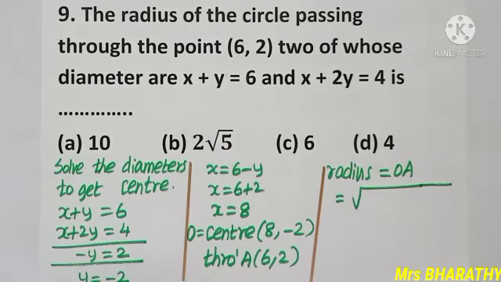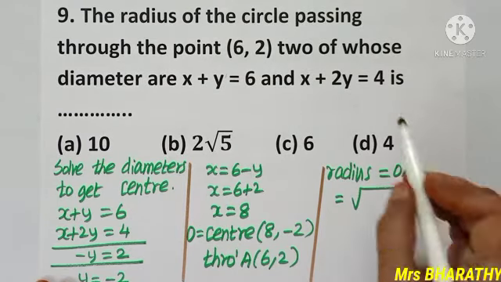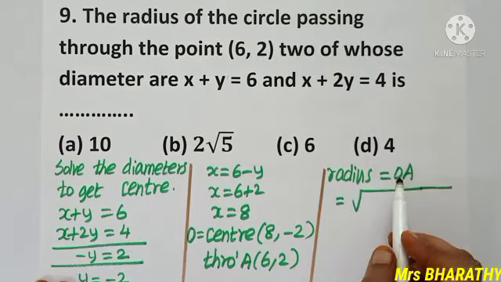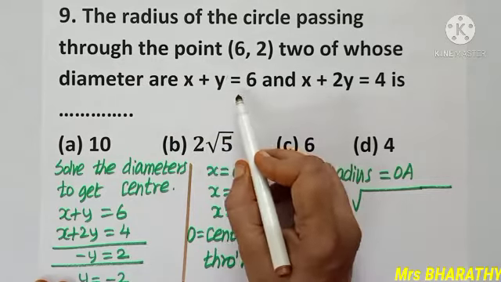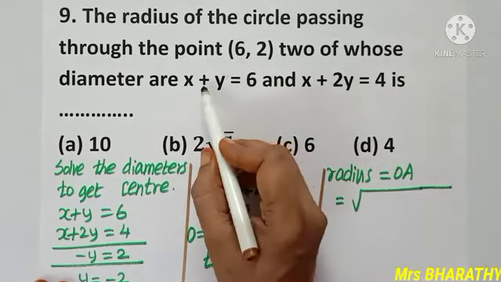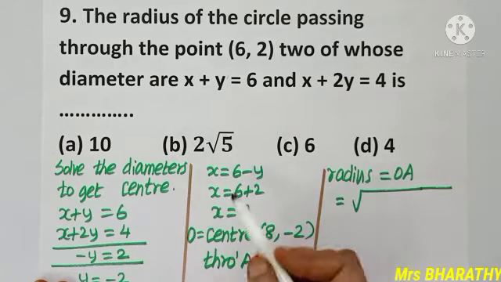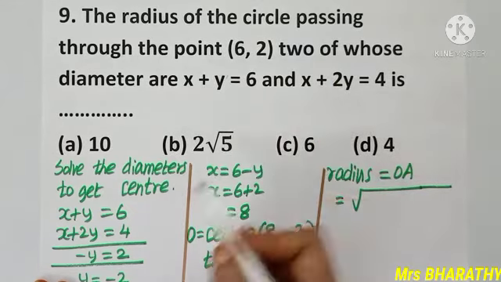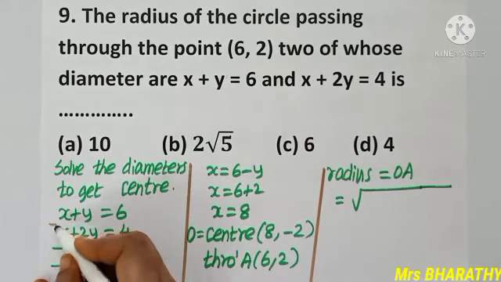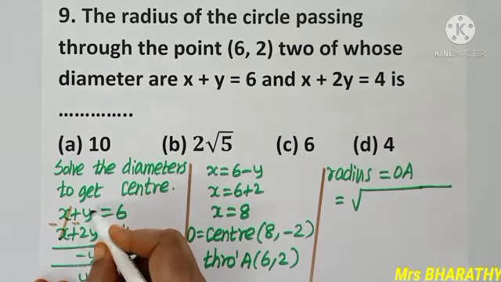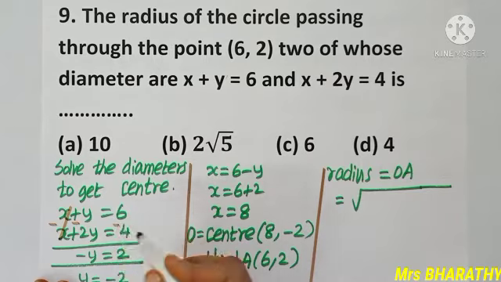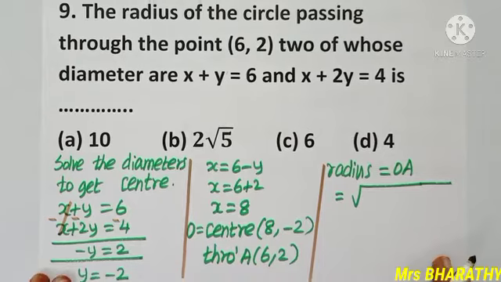Question number 9. The radius of the circle passing through the point (6, 2), two of whose diameters are x plus y equals 6 and x plus 2y equals 4. We know diameters intersect at the center. So solve the two diameters to get the center. As I solve, I just subtract. x minus x cancels. y minus 2y gives me minus y. 6 minus 4 is 2. So we get y as minus 2.